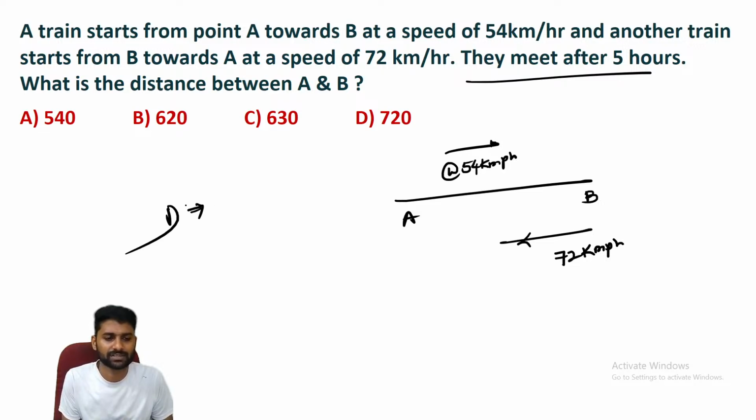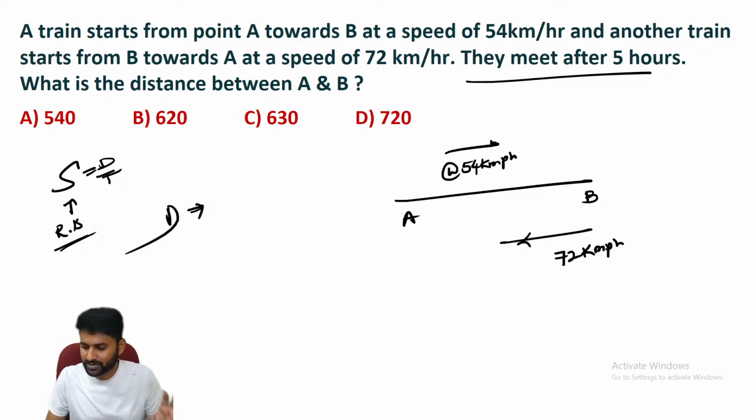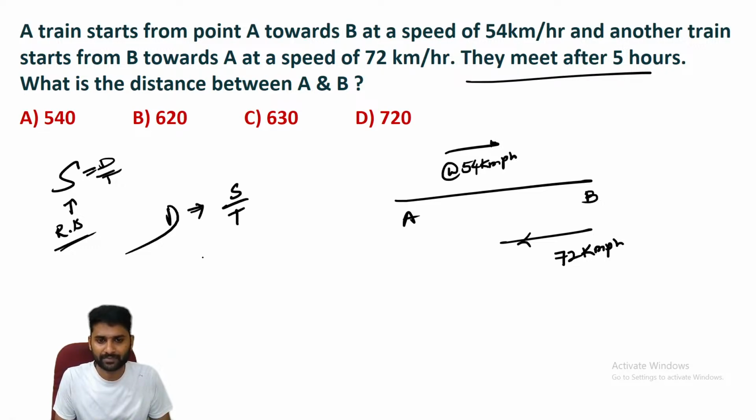Speed is all about distance by time. Here, speed is all about relative speed. It's not a normal speed. Two objects are in motion at the same time. It is a concept of relative speed. Distance we need, speed by time. Here, we have to identify what the speed is.